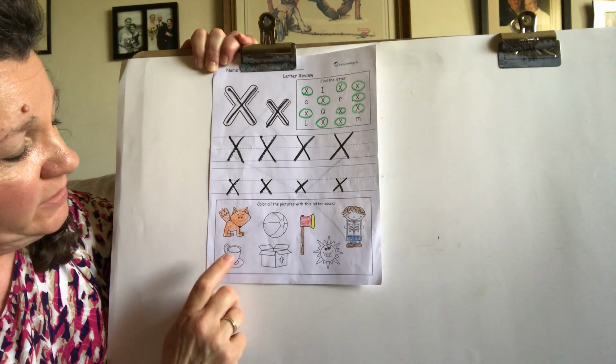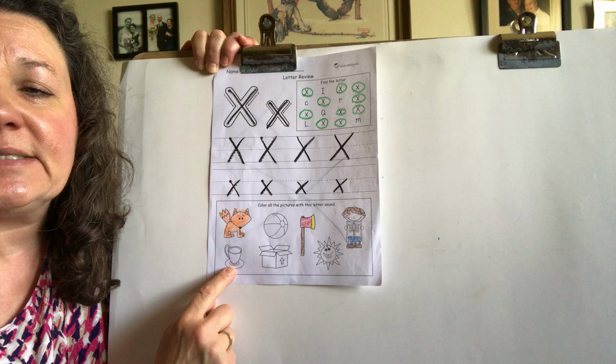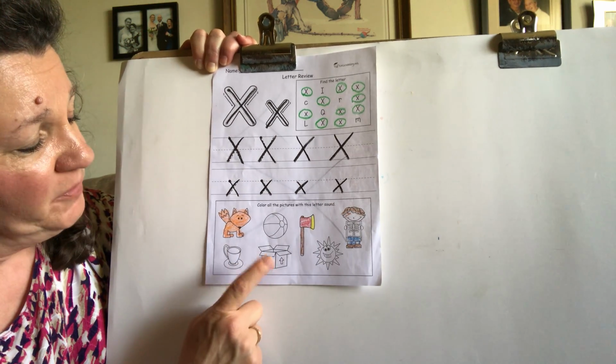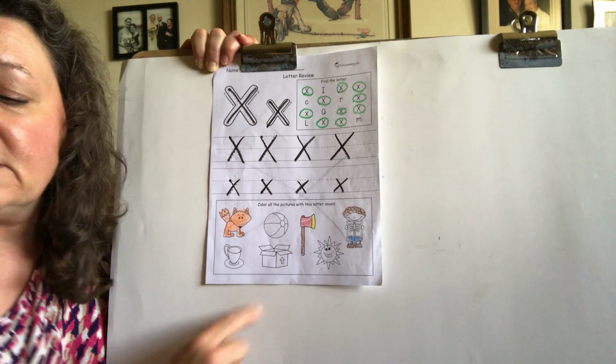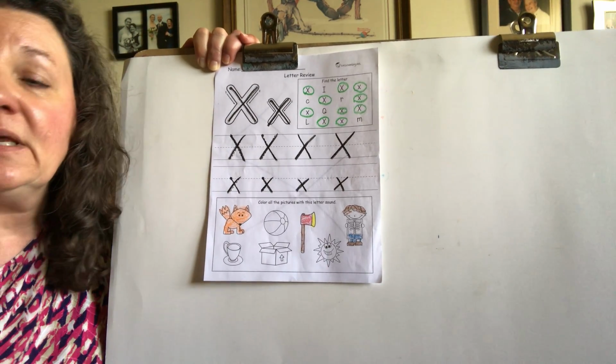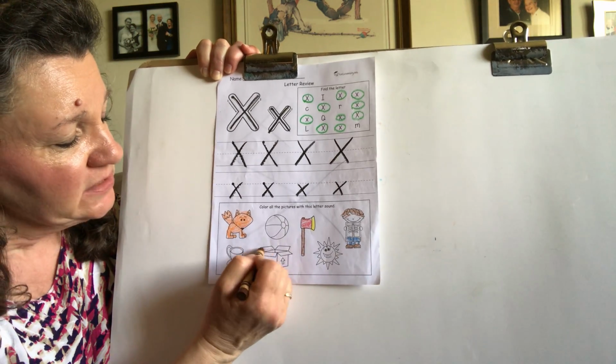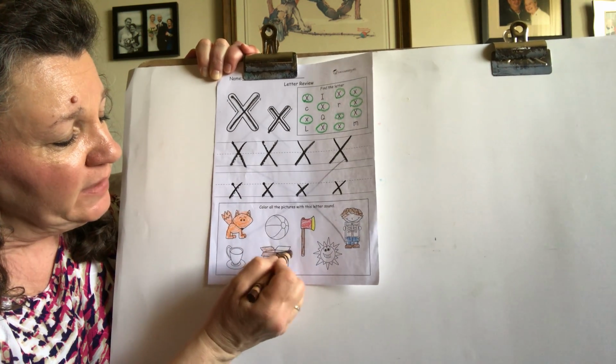All right, let's come down here. This is a cup. Cup. Do you hear that X sound? No. How about this one? You know what that is? That is a box. Box. Do you hear that X sound at the end of box? Yes, so let's color in the box. Here we hear that X sound.